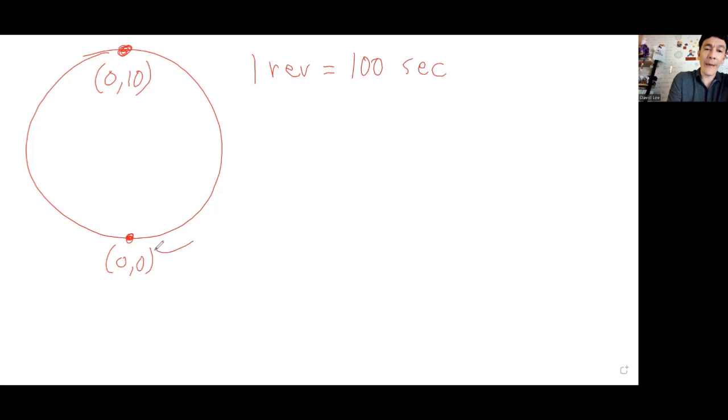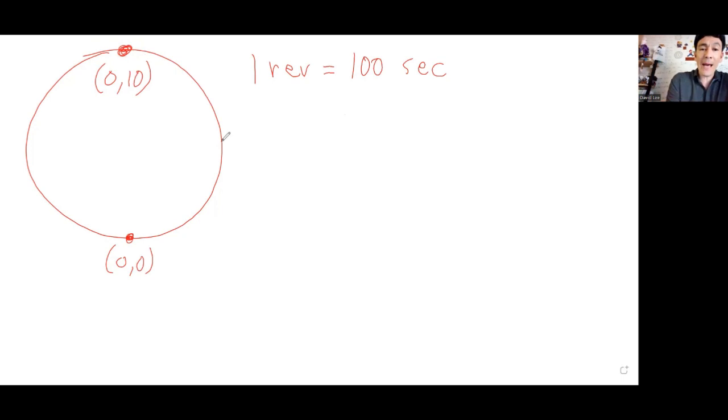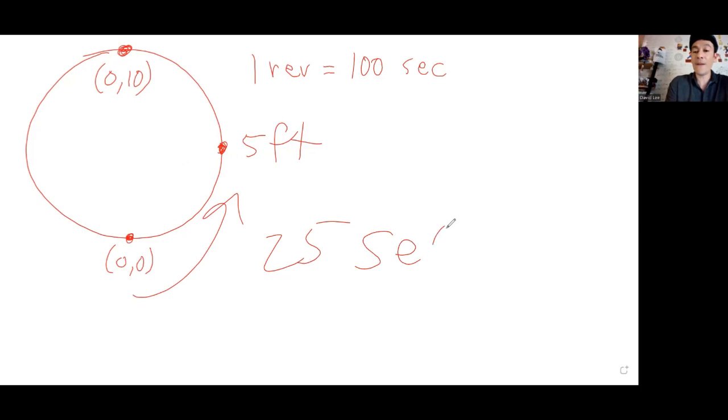So going around the world, 100 seconds. What if your friend is up here above you? Then to reach your friend, it would clearly take you 50 seconds, half as long. Let's say your friend was right there, let's say 5 feet above the ground, like perfectly halfway there. Well, in that case, it would take you, of course, 25 seconds to reach your friend.